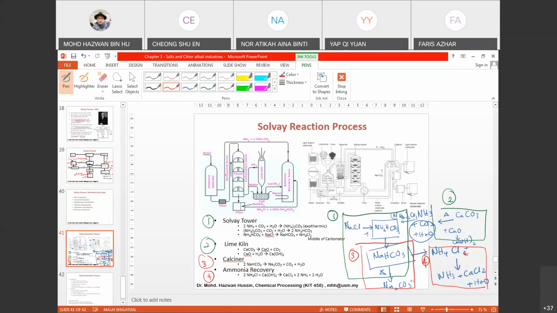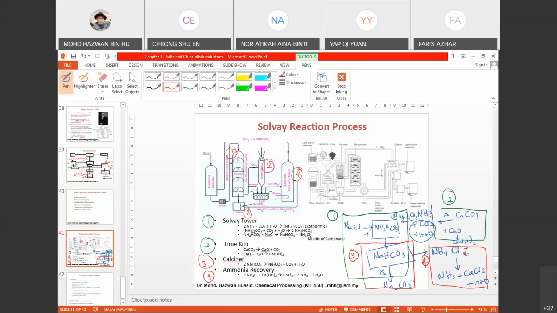If you look over here, you will see that process number 1 occurs here. And then this is process number 2 in the lime kiln. And then for the calciner, the process undergoes here, and then the ammonia recovery also occurs over here.